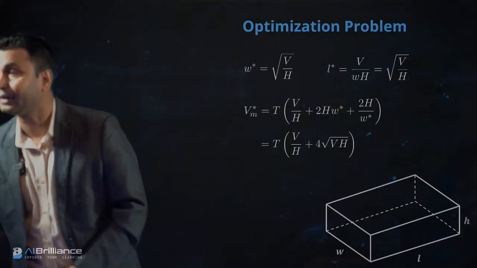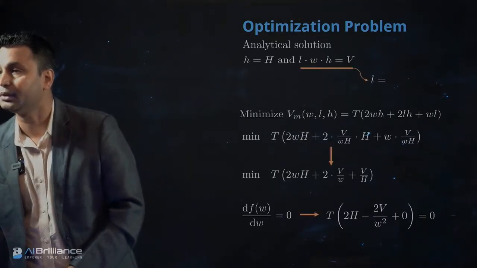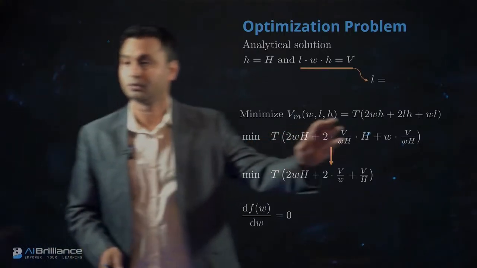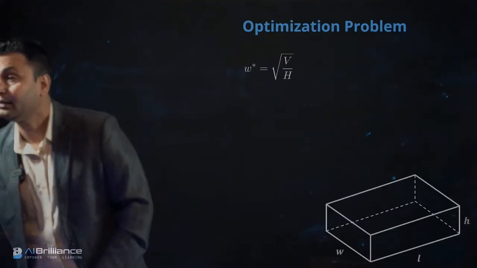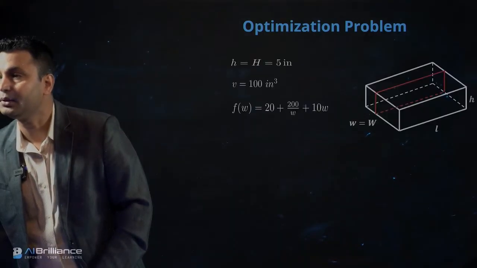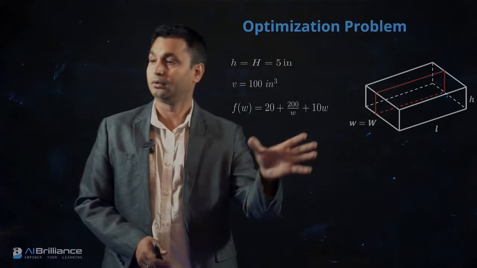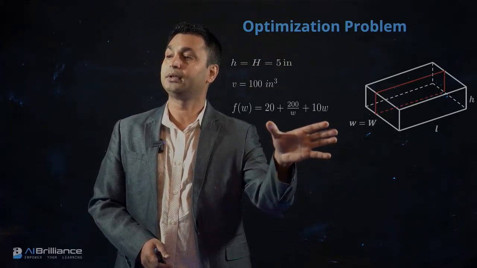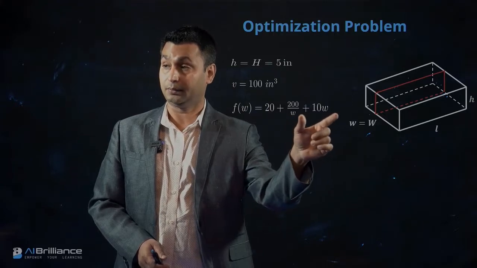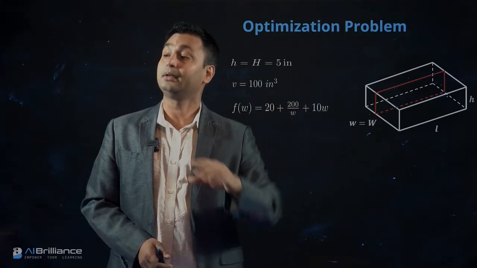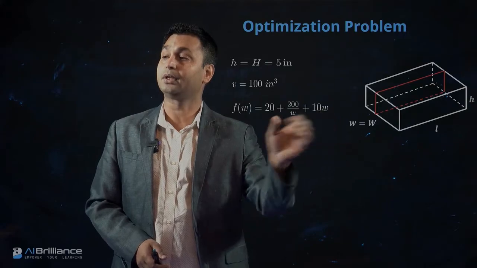So if I go back and look at this equation that was here, this equation right here, then the objective function of the overall equation could be simply written as 20 plus 200 divided by w plus 10w. It's a function of a single variable. From the previous slide we can use that and write this equation.